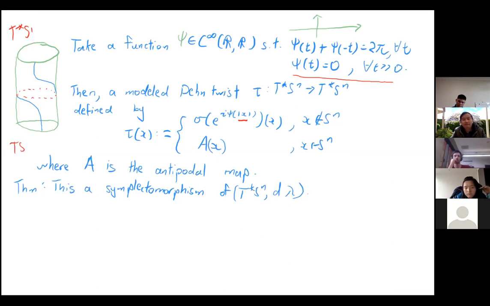Maybe x is in Sn, and then you have p, so (x, p). When p is 0, it is the antipodal map on x. Then when p is not 0, you should have psi of the norm of p. Right? Because away from the zero section, that's a cotangent vector.